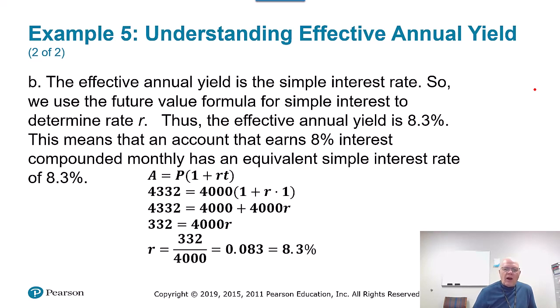Notice that the effective annual yield will require a higher percentage than with the compound interest. Compound interest gives you more money faster. So if we're using simple interest, you have to have a higher rate to get the same yield.